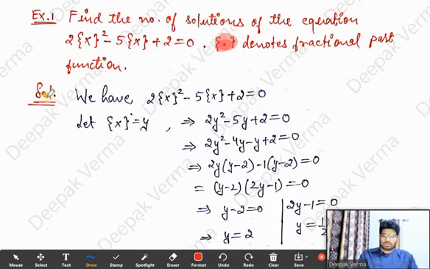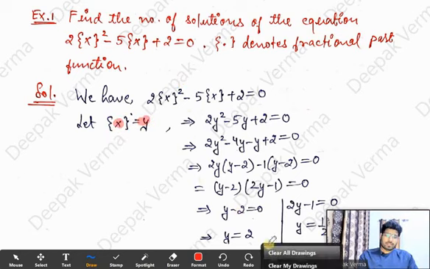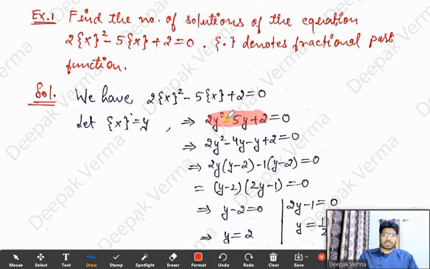Now let us try to solve this question. We have this equation 2 fractional part of x square minus 5 fractional part of x plus 2. This is nothing but a quadratic equation. Here variable is fractional part of x, right? Now let fractional part of x equals to y. Now the given equation becomes quadratic in y: 2y square minus 5y plus 2 equals to 0.